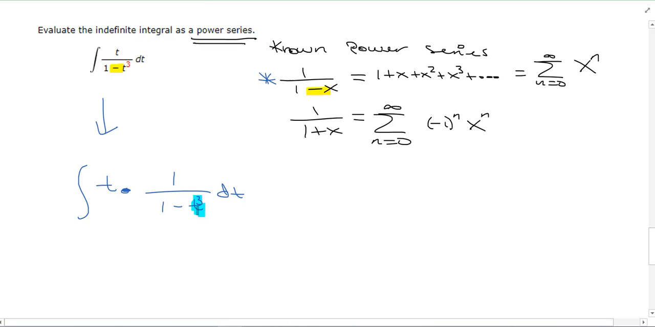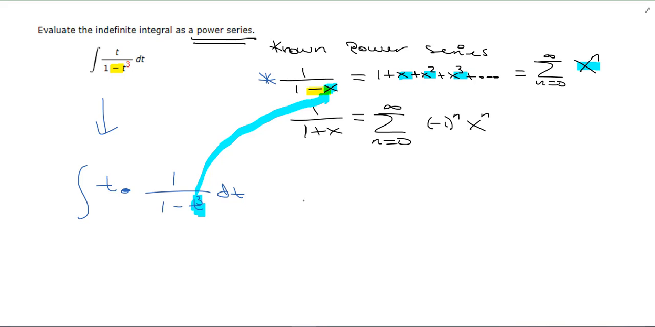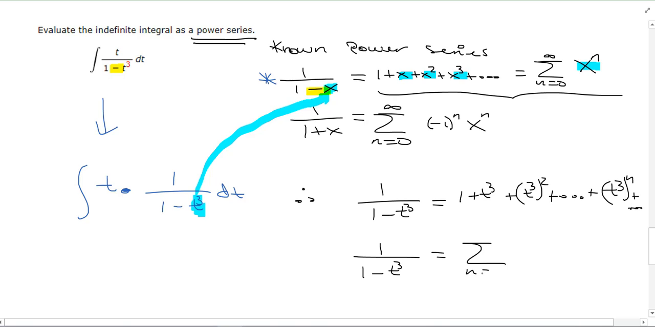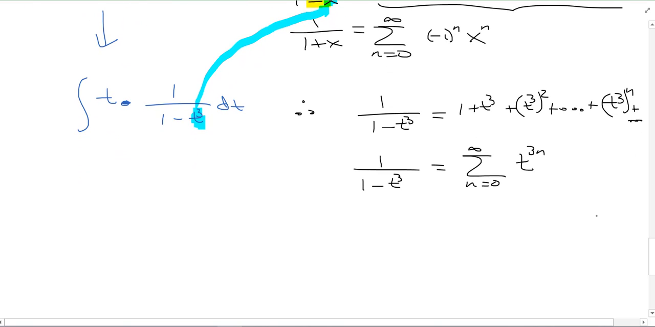So what do I do with this? In place of x, I have t cubed. I'm going to substitute t cubed for every x that I see in that geometric series. Therefore, 1 over 1 minus t cubed will be the power series, but with every x being a t cubed. So it's going to be 1 plus t cubed plus t cubed squared, and so on, plus t cubed to the n, and this keeps going forever. So 1 over 1 minus t to the third is really the summation from n equals 0 to infinity of t to the 3n.